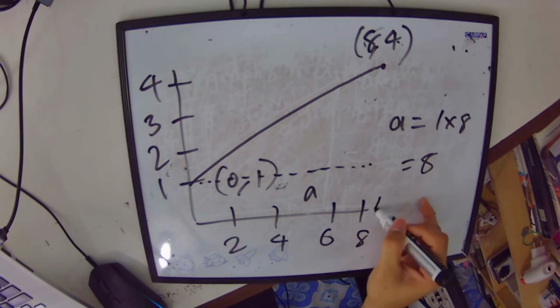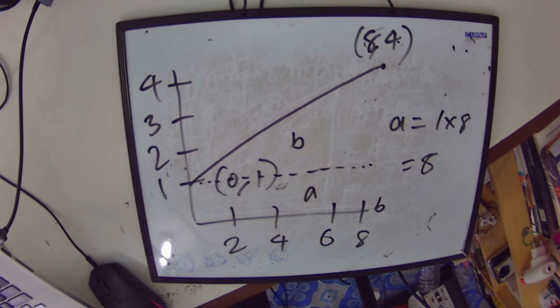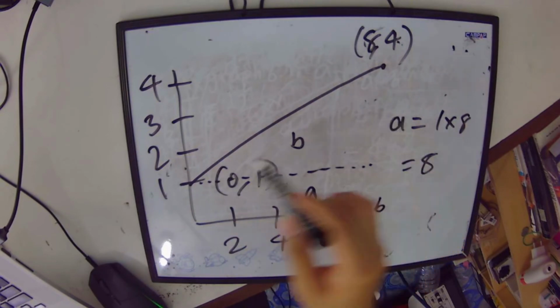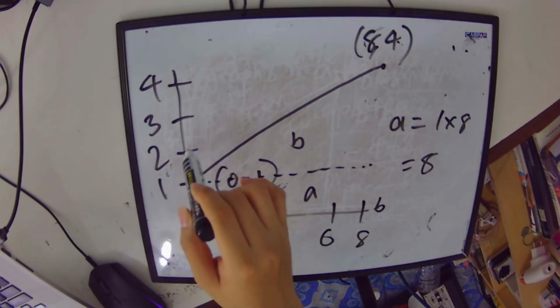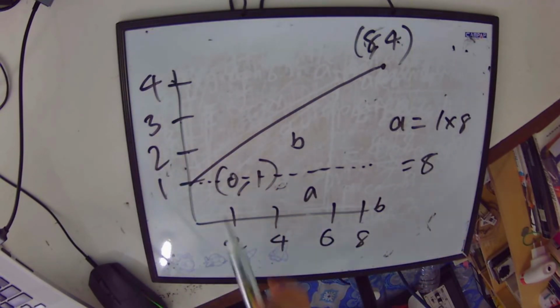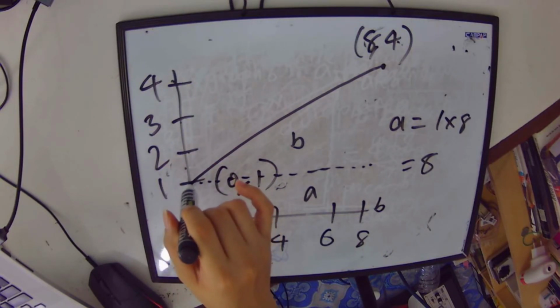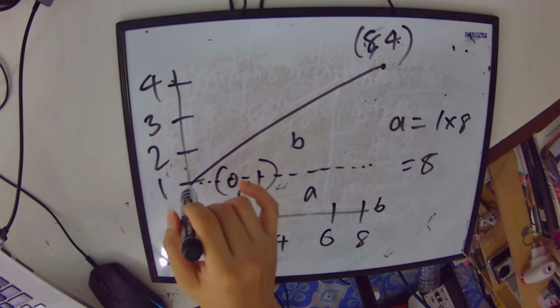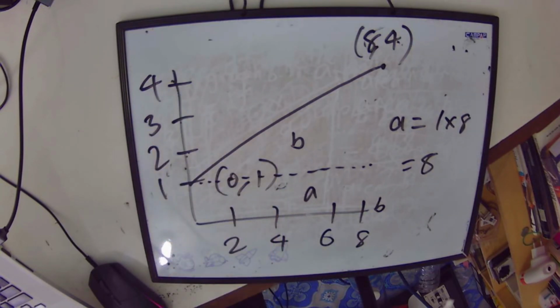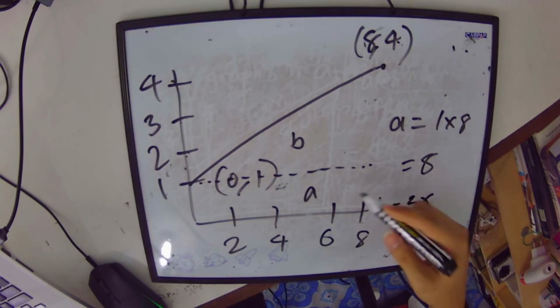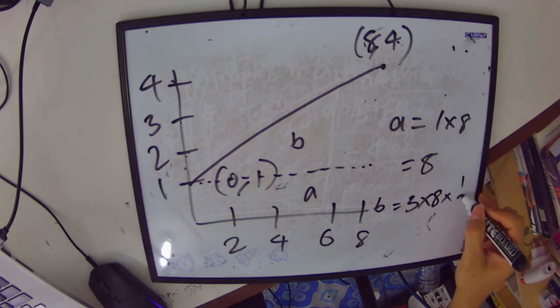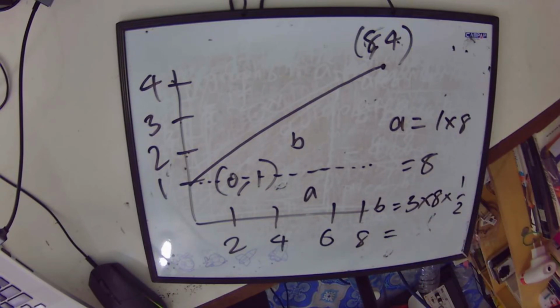So for the second one, or area B, we have 1. So 1, 2, 3. Okay, remember it's not 4 because you're starting from here. You have to start from 1. So 1, 2, 3. So you have 3 times 8 times 1 over 2. Right? So 3 times 8 times 1 over 2 equals 12.